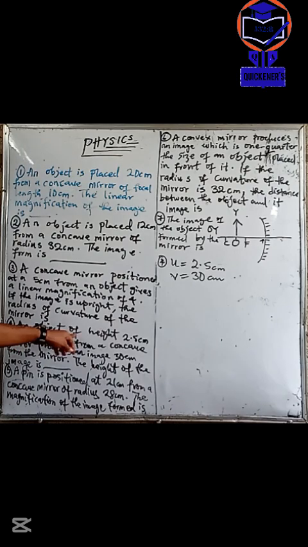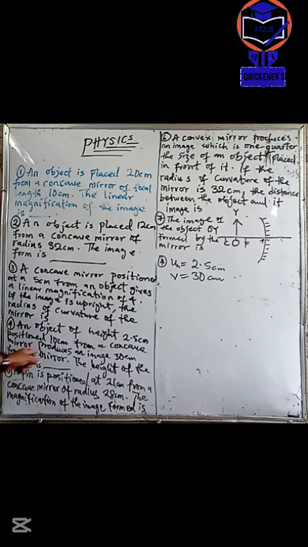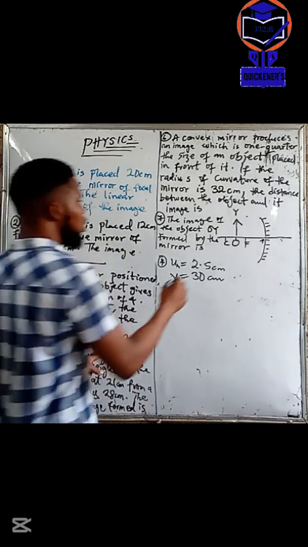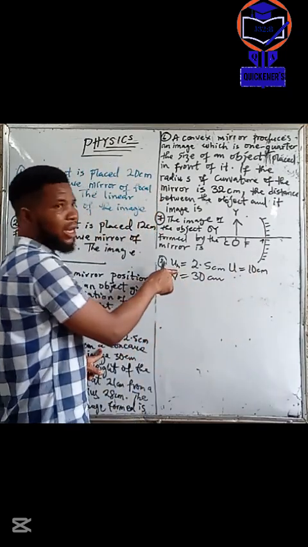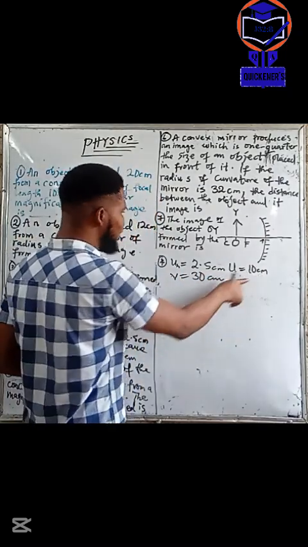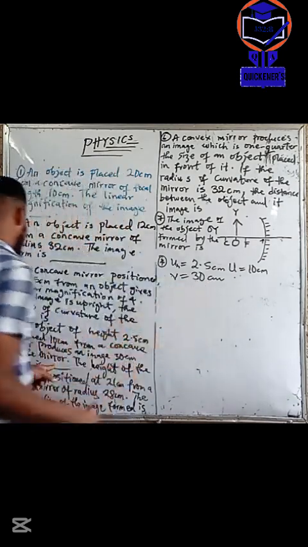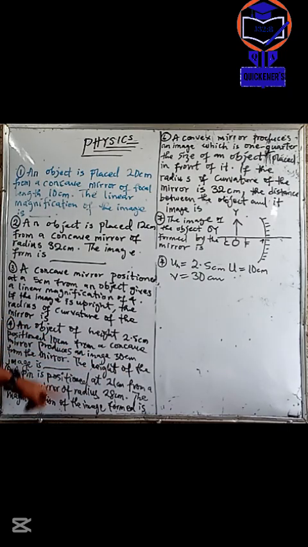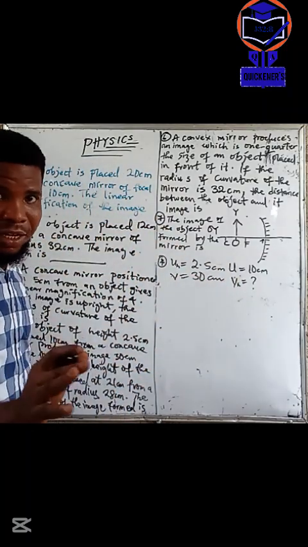Remember, let's use UH for object height. The object is positioned 10 centimeters from the mirror, so the object distance is 10 centimeters. This U is just object height, okay? The image is 30 centimeters from the mirror. So we are now looking for the image height. Now, this is the simplest of all.